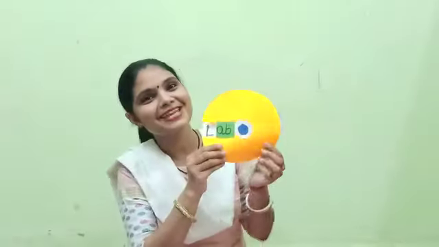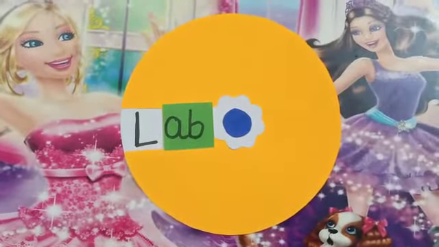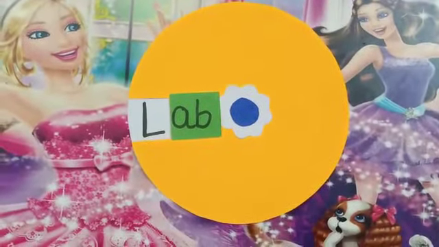Today we will try to read CVC words. CVC word means consonant, vowel, consonant. And I have something for you. It's a magic wheel, and we will try to read CVC words with the help of this wheel. Now I will start with vowel A.